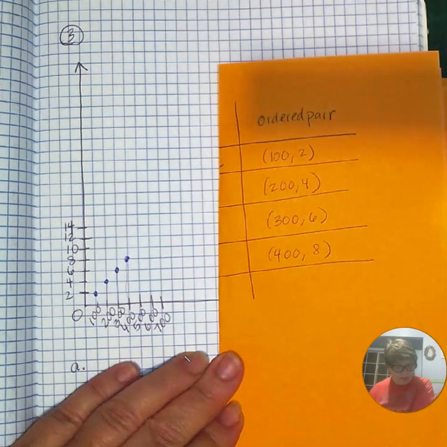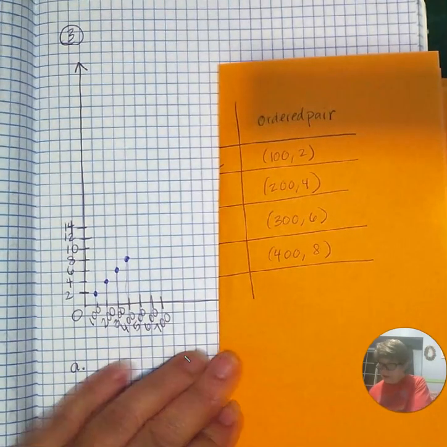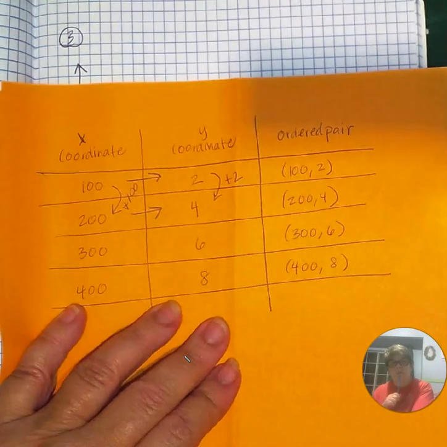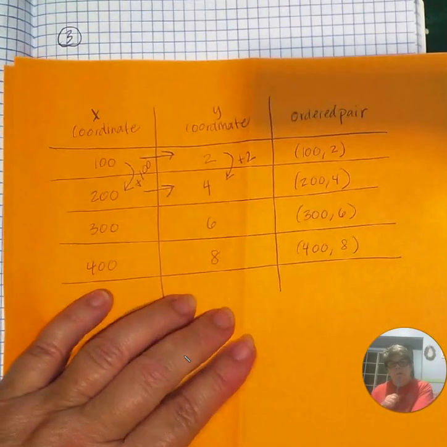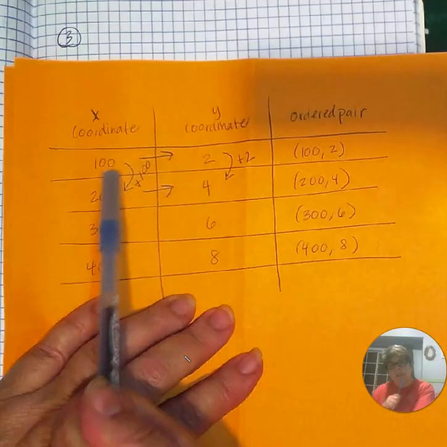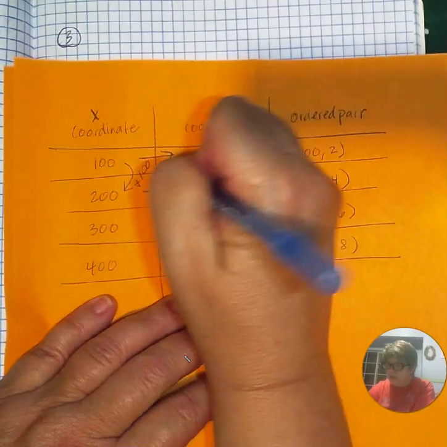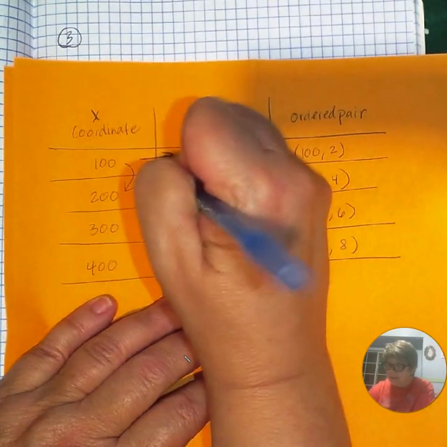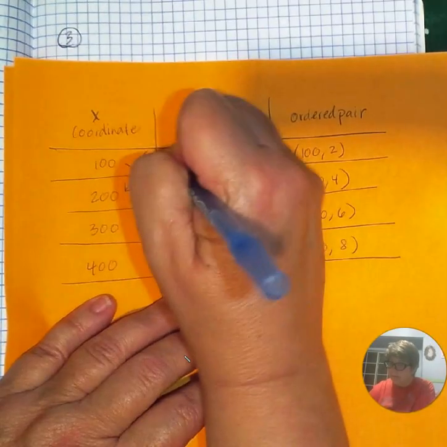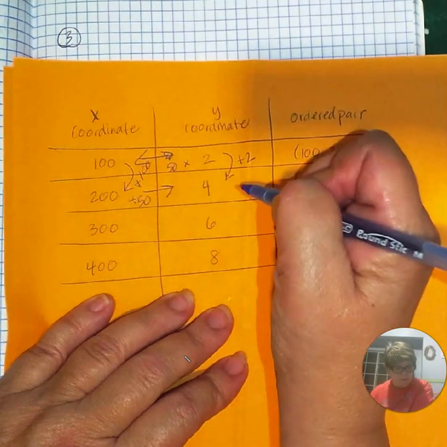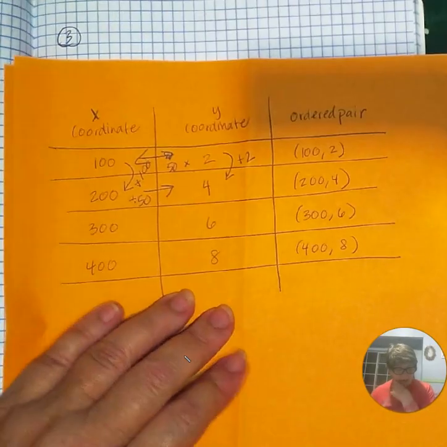Yeah? Okay. Let's think about the relationship between the x and the y coordinates, right? Okay, what do you notice? 2 times something equals 100, or 100 divided by something equals 2. 2 times 50 equals 100, going this way, right? 200 divided by 50 equals 4. Yep, it's going to work. It's always good to check a couple just to make sure it's going to work.